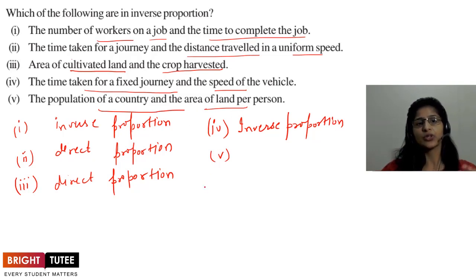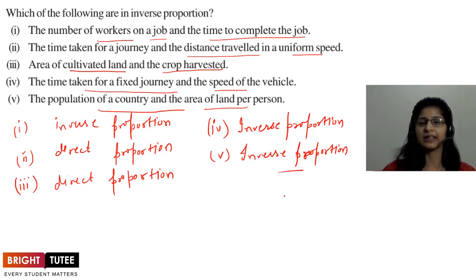In the fifth part of the question, it is the population of a country and the area of land per person. If the population is more, the land of the country is fixed, right? So area of land per person will decrease if the population is more. So this is also a case of inverse proportion. I hope the difference between inverse and direct is clear, and you can easily identify which statement given here is in inverse proportion or direct proportion.